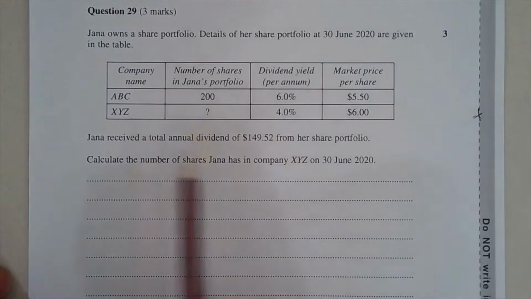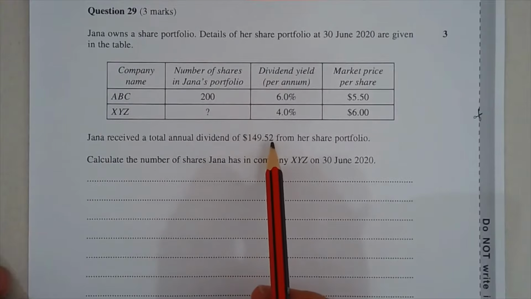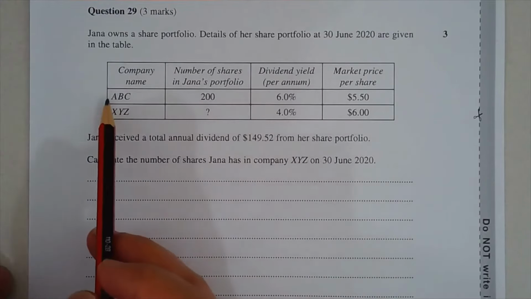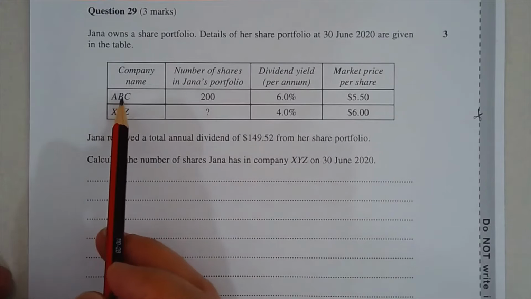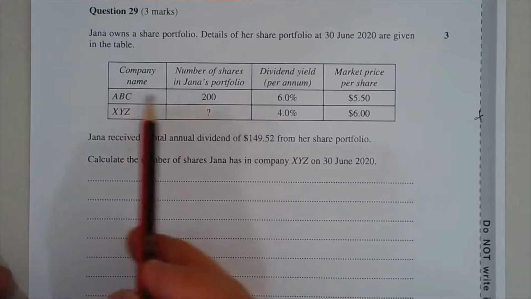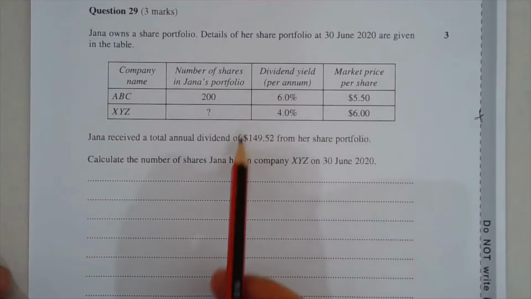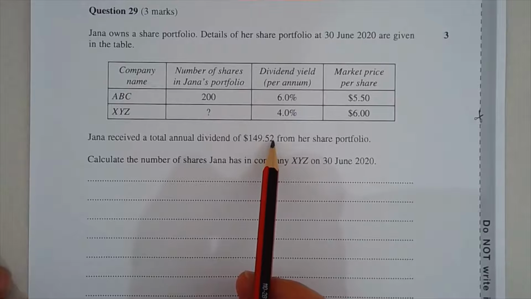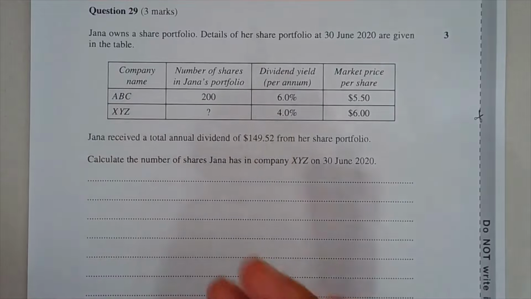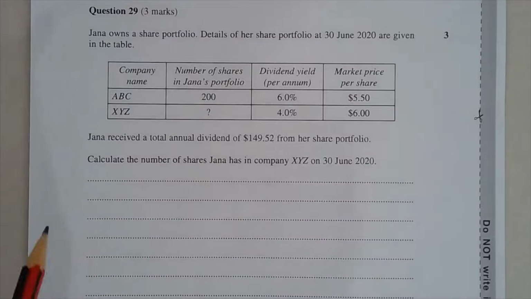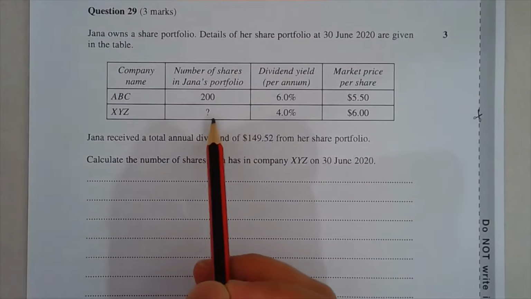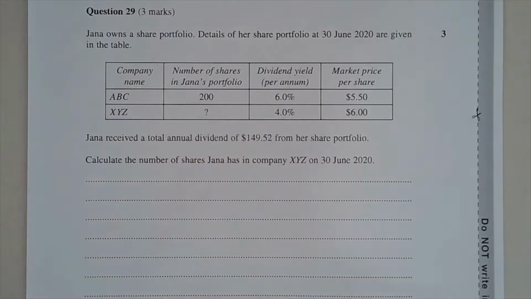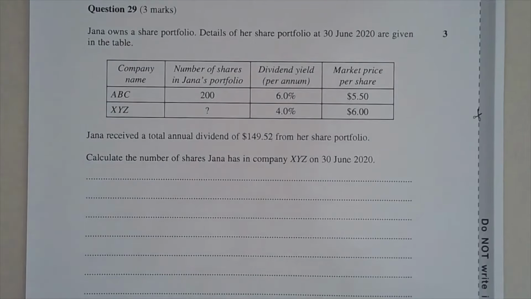So part of the $149.52 can be worked out immediately from company ABC. We'll take it away from 149.52, then use the formula for calculating dividend yield in reverse, or basically backtrack, to find the number of shares in Yana's portfolio.